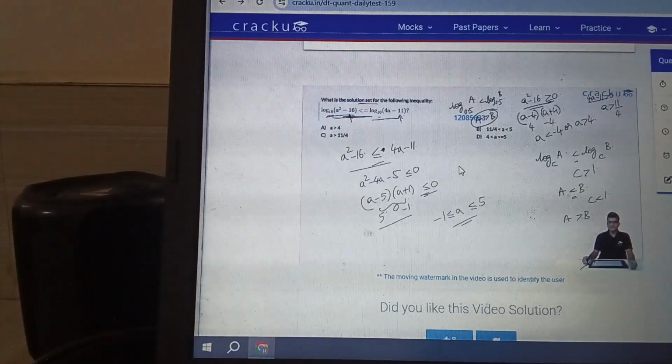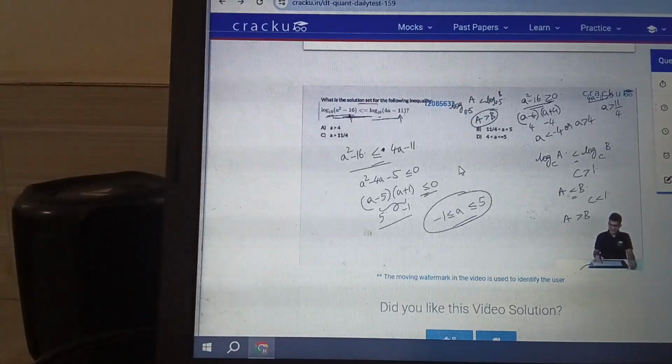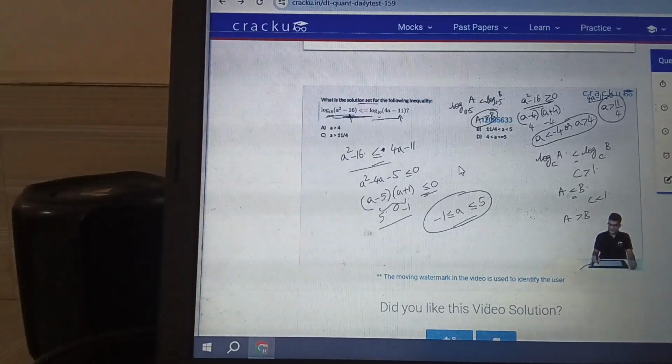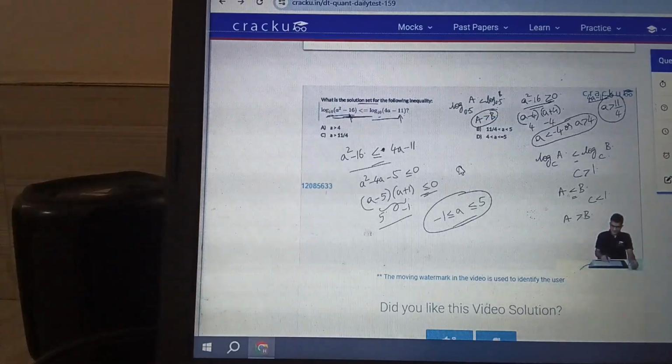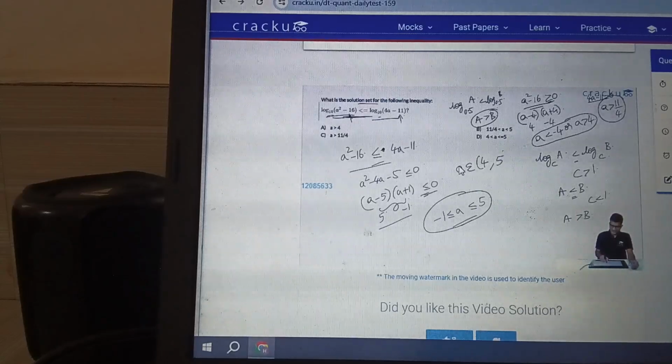You want all these three conditions to be satisfied. That is, a has to lie between minus 1 and 5, a has to either be less than minus 4 or greater than 4, and a has to be greater than 11 by 4. All of these will be satisfied only if a belongs to (4, 5], that is, a is strictly greater than 4 and less than or equal to 5. So the correct answer is option D.